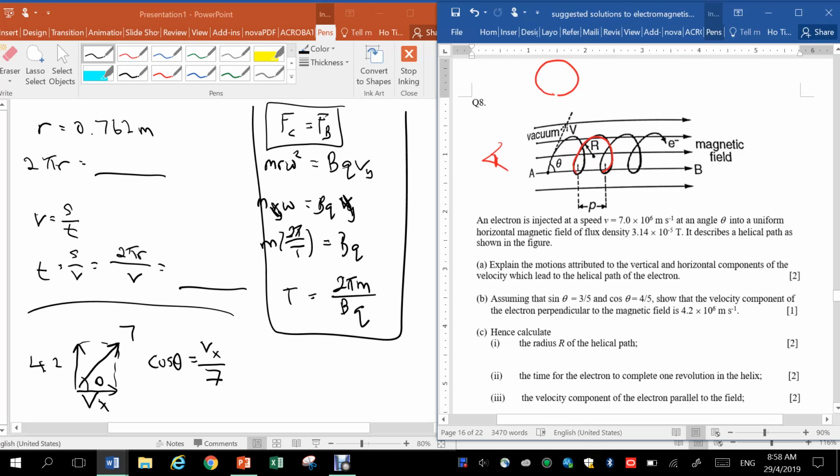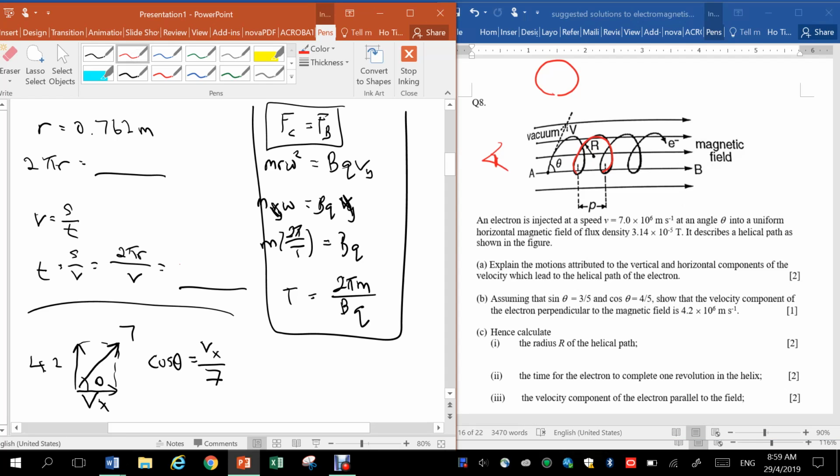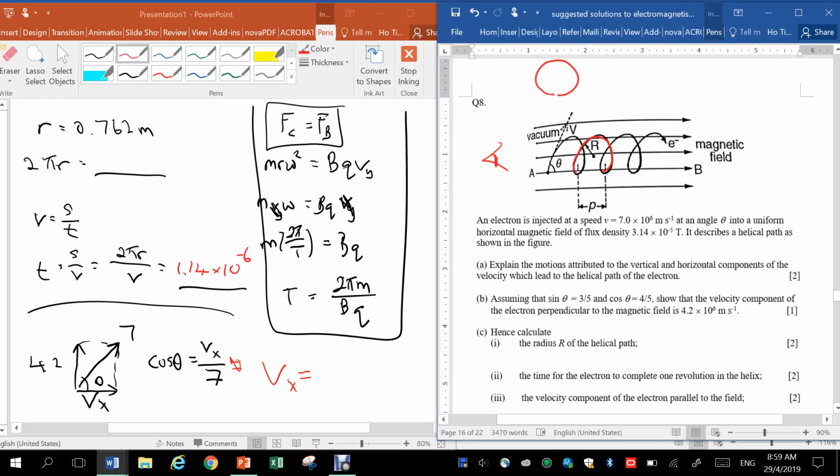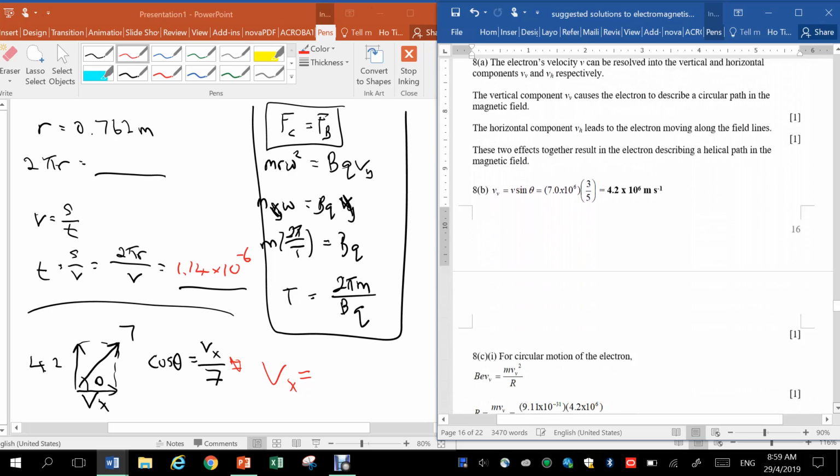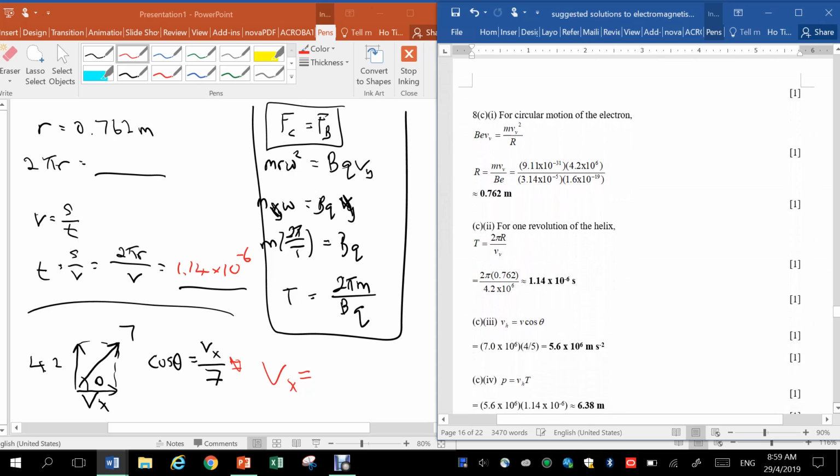So from behind is a circle, from the front is a helical path, and the pitch is the horizontal distance moved. So you have the time. You found the time to be 1.14 times 10 to the power minus 6. We have the horizontal velocity. Vx goes to 4/5, which I'm not going to use my mental sums here, but it shouldn't be that difficult. So it should be 0.8 times 7, which should be 5.6. Let's see if I'm right. Yes, so it's 5.6.